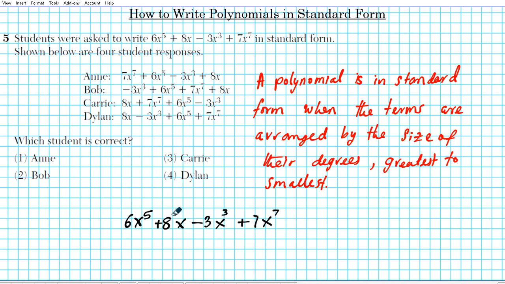So look, what do I mean by degree? Well, this is a degree. This is 5. This has no degree, has an invisible degree, which is 1. And this is 3. And this is 7. So the biggest one is this one right here. So this will be the first term.